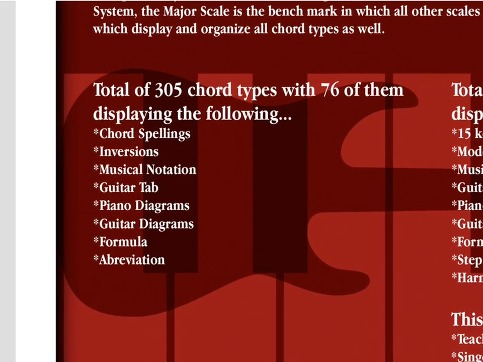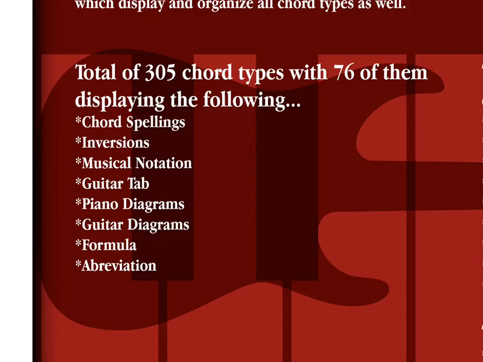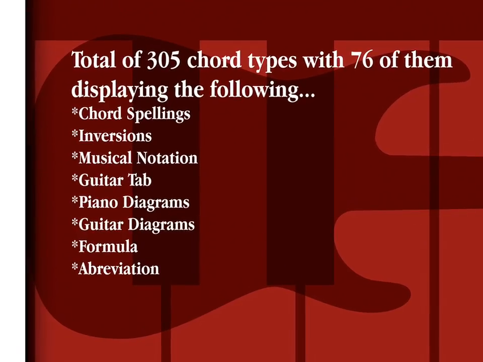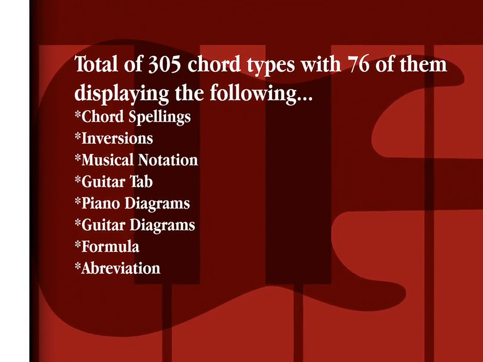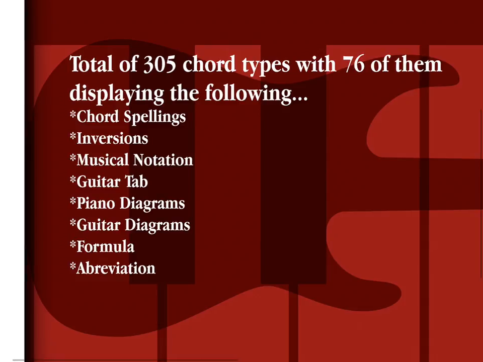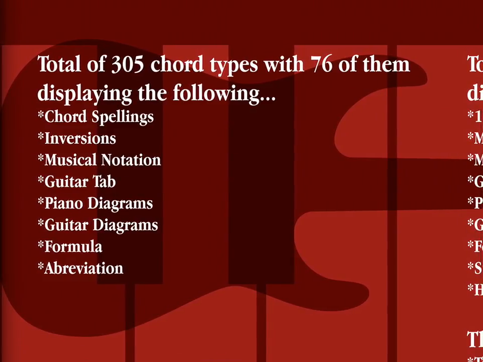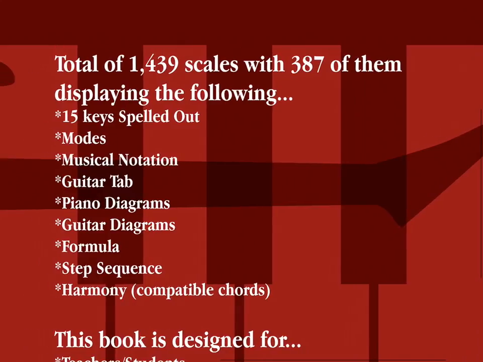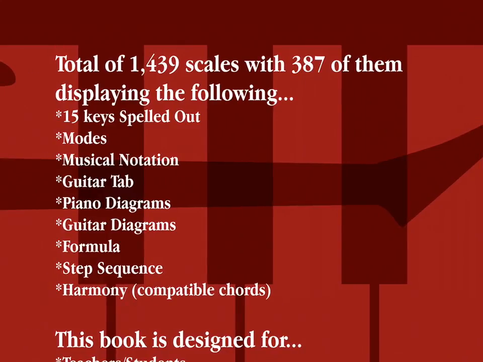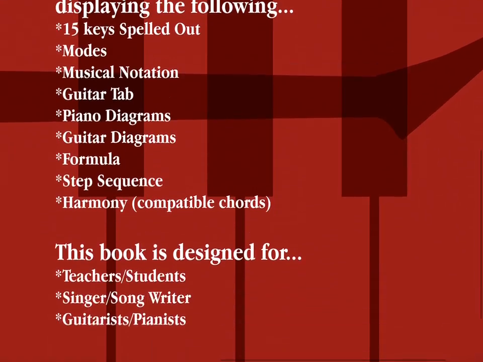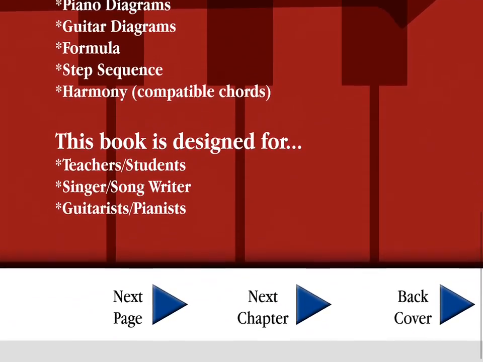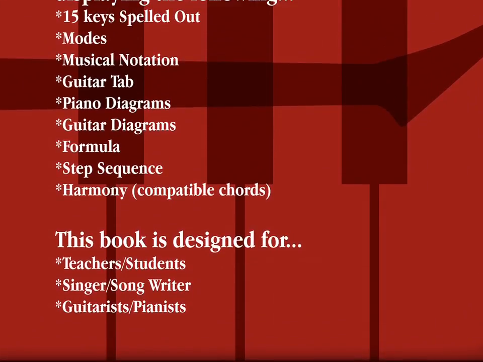There's over 700 pages in this book app, and a total of 305 chord types, with 76 of them displaying the following. That's the most common chords. You get the chord spellings, inversions, musical notation, guitar tab, piano diagrams, guitar diagrams, formula, and the abbreviation. The total of 1,439 scales, with 387 of them displaying the following: your 15 keys spelled out, modes, musical notation, guitar tab, piano diagrams, formula, step sequence, and the harmony or compatible chords.